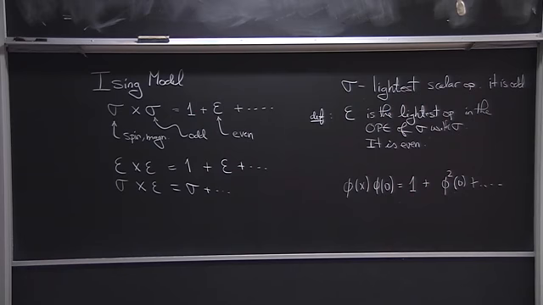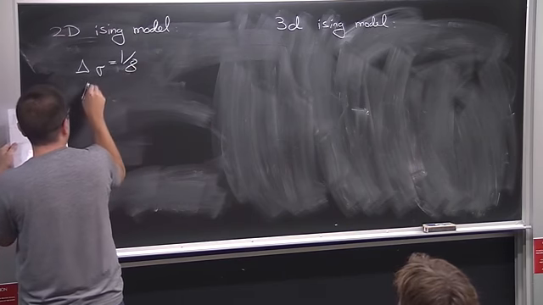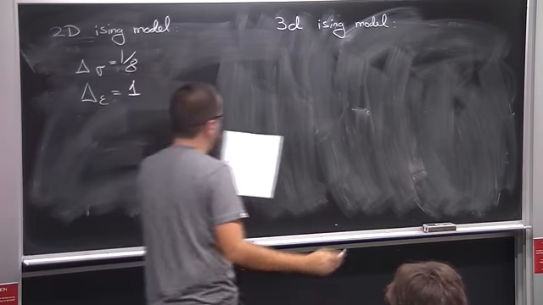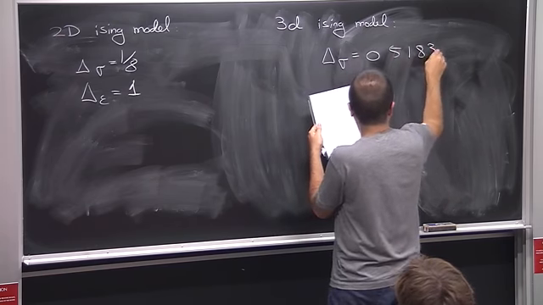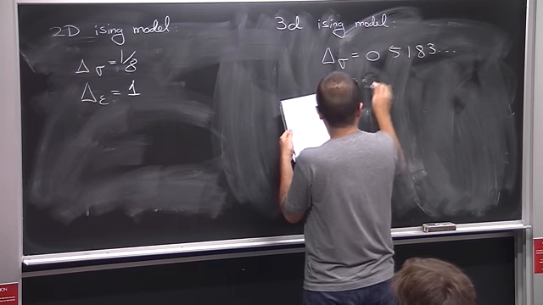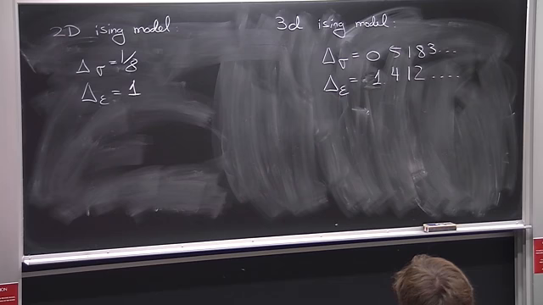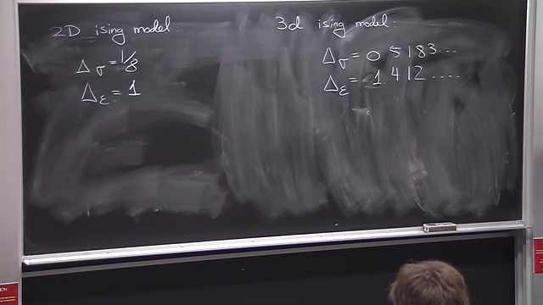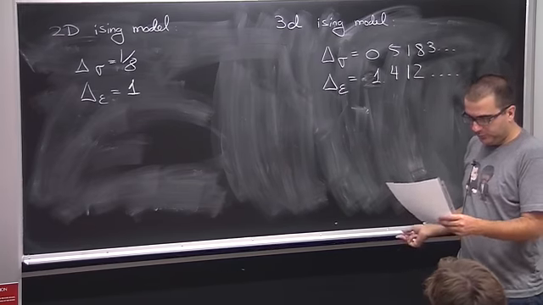So 3D, 2D Ising model. So we have the dimension of sigma equal to 1 over 8, dimension of epsilon equal to 1, and here dimension of sigma equal to 0.5183. There are error bars here. And dimension of epsilon is 1.412. There are error bars, of course. This is theoretical, and the other one is experimental, if you want. Yeah, from Monte Carlo, from so-called epsilon expansions, from really taking a piece of material, so on, whatever you want. Let's take this as being experimental, and this as being theoretical. Okay, great.